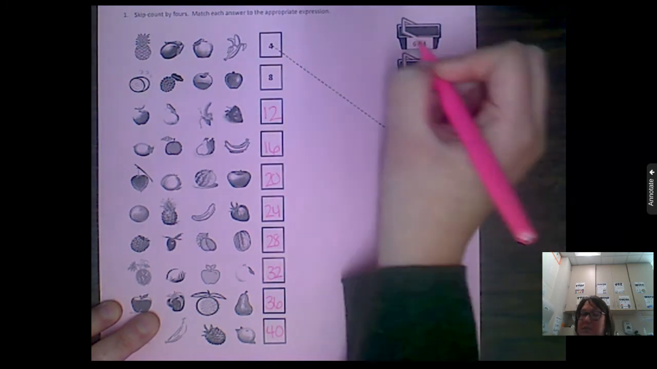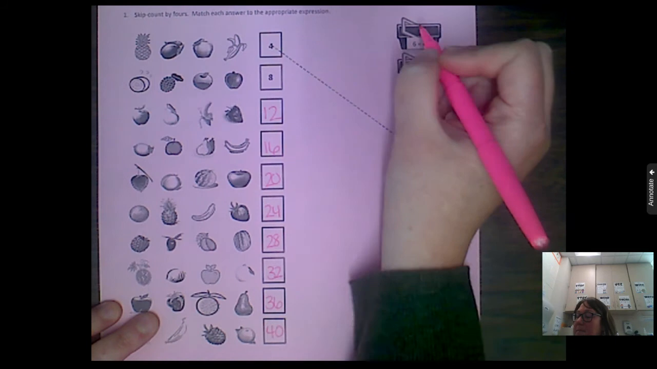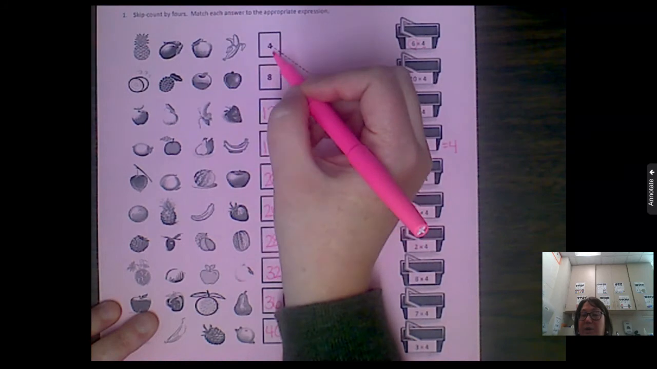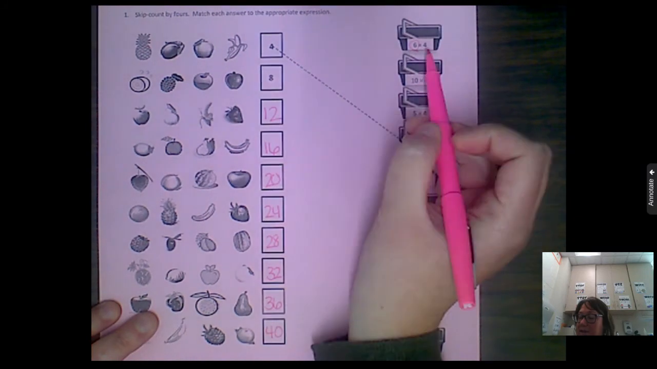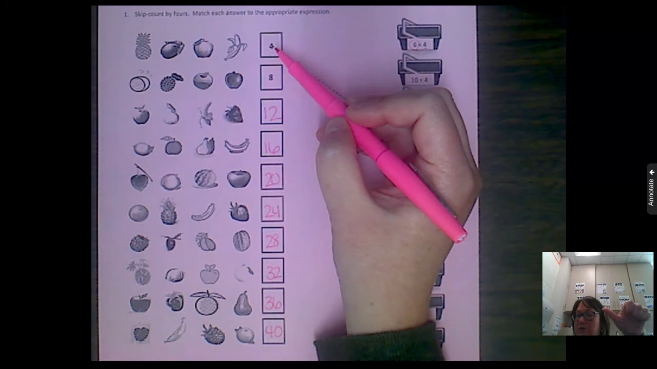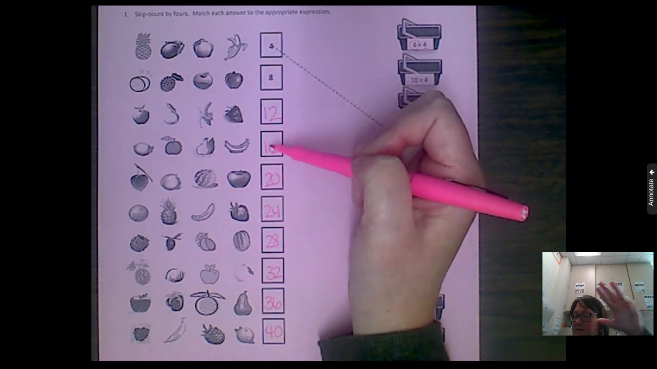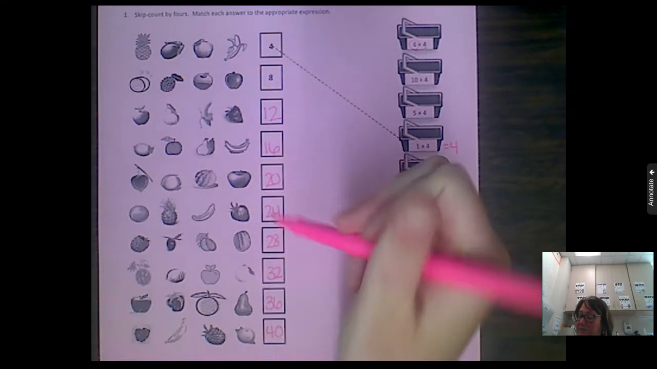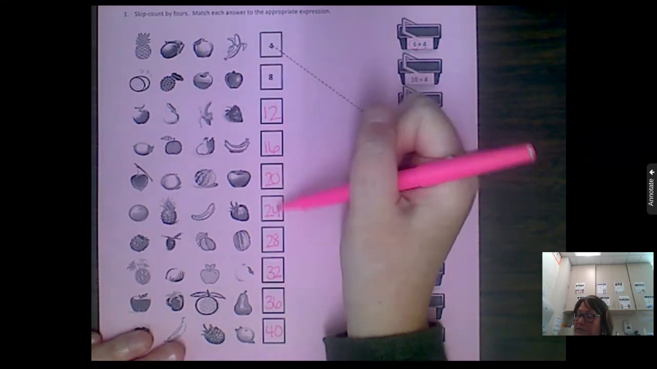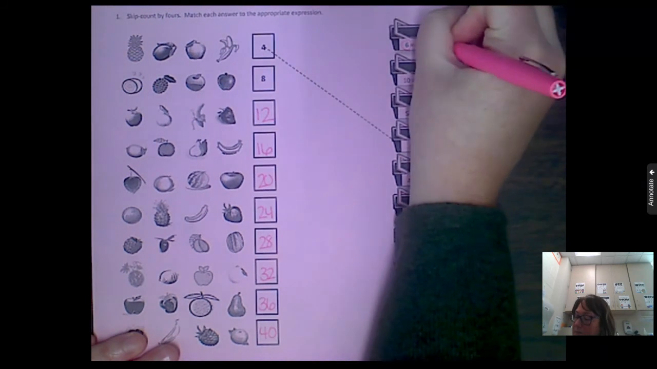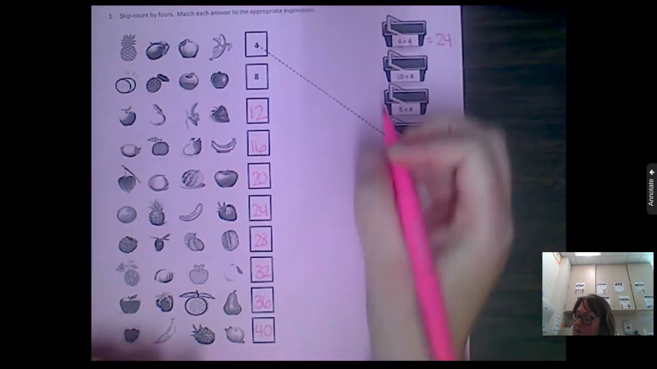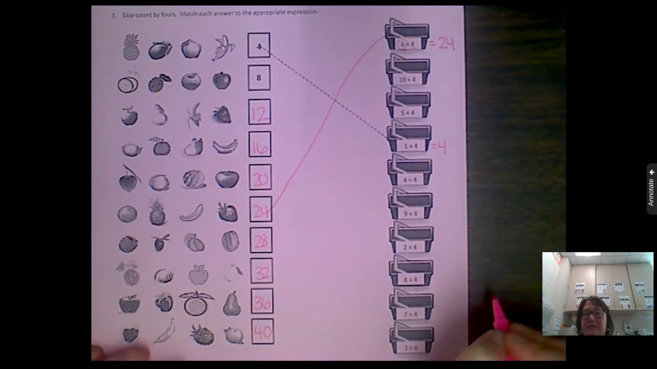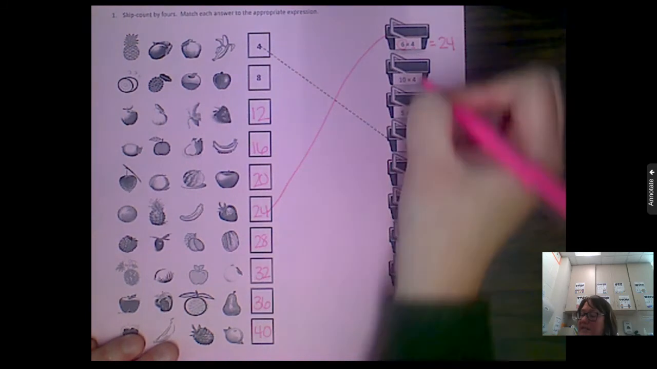Okay, but let's start back up at the top. So 6 times 4 means that we're going to count by 4s 6 times. We can use this to help us, right? So if we count by 4 6 times, we've got 4, 8, 12, 16, 20, 24. 1, 2, 3, 4, 5, 6, 24. So 6 times 4 equals 24. And then I'm going to put this fruit in that picnic basket. There we go. Okay. 10 times 4.